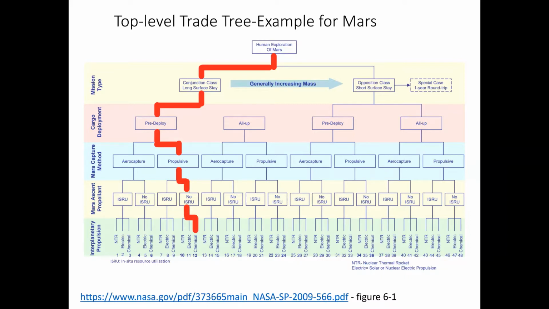Using this, we could take this as one option that we're going to then trade against one significantly different option that might not have any pre-deployment, that might use aero capture, that might not use chemical propulsion, might use electrical propulsion, and that maybe relies on some degree of in situ resources to fuel that electrical system.